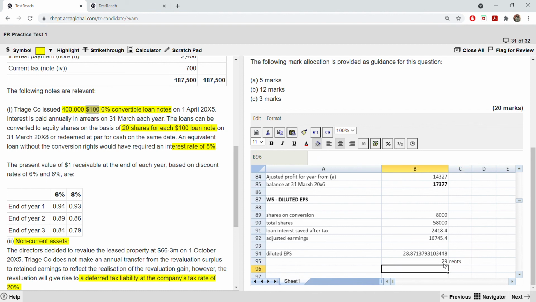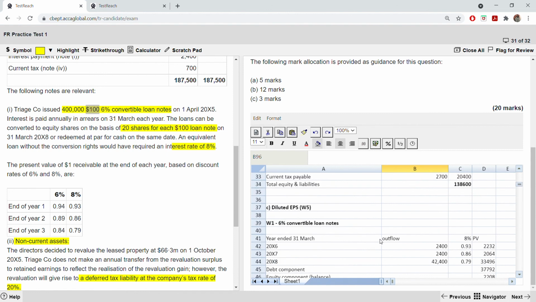So now when you're writing your EPS, you can write working 5, 29 cents. Okay, go to the main table here, 29 cents. You can write. Even this you can highlight.